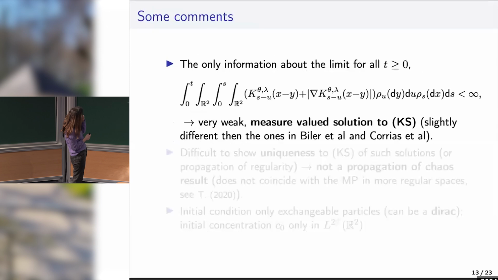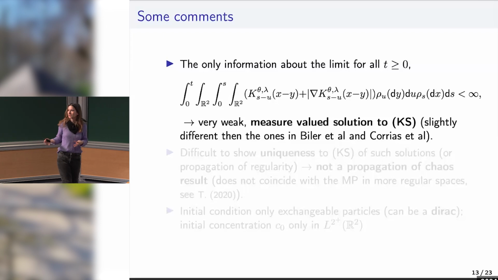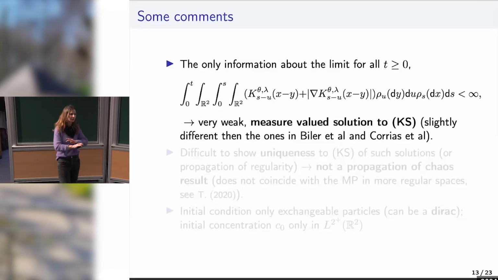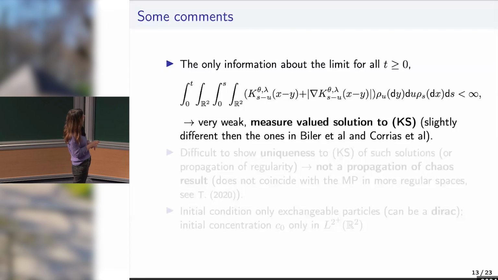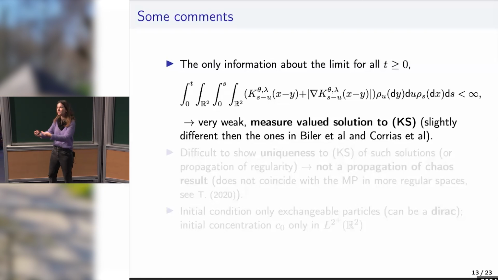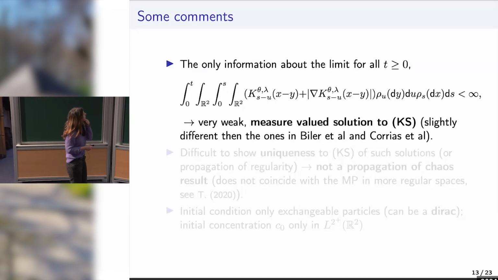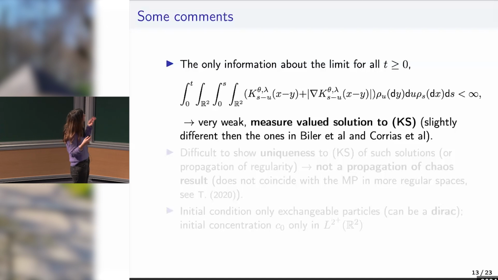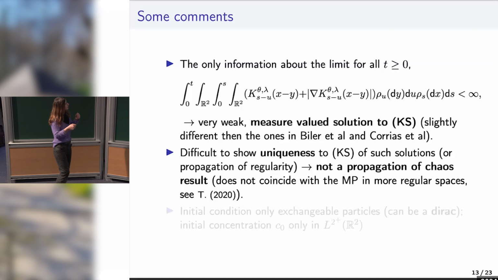Okay, so what happens is that at the limit we find some kind of measure solutions to the PDE, and these measure solutions are very weak. It's a very weak notion of solution. The only thing we know for the limit is that it integrates our kernel, if we tensorize it, so that everything is well defined. But our limits are measures, not densities. Even if we start with densities, we don't know how to prove that this propagates. They are very weak notions of measure valued solutions, slightly different than the ones in the other papers on PDEs, and it's very difficult to show uniqueness for such a notion of solution.